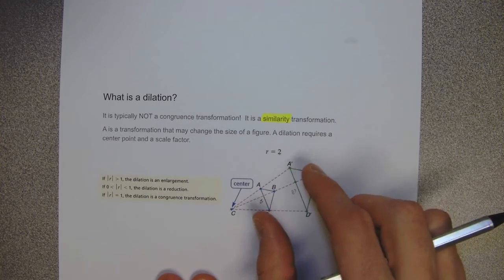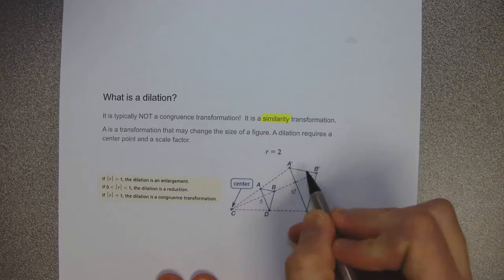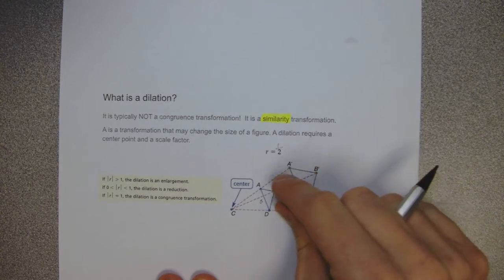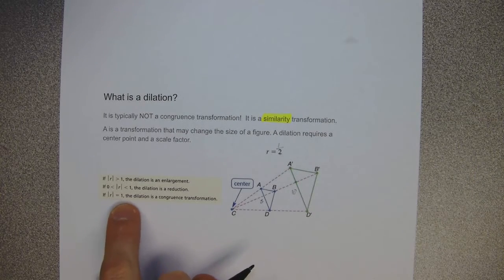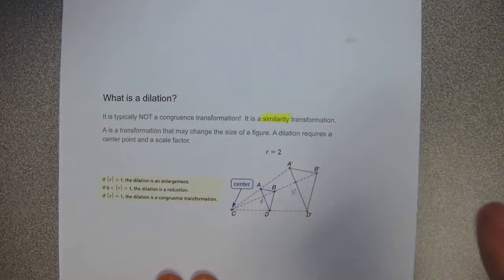In other words, let's say this was our original image, and this is our final, then we would need a scale factor in this case of 1/2. That would take it from green down to blue, having that distance overall. And then if our absolute value is equal to 1, then we do end up with a congruence transformation. We'd end up with the exact same image.